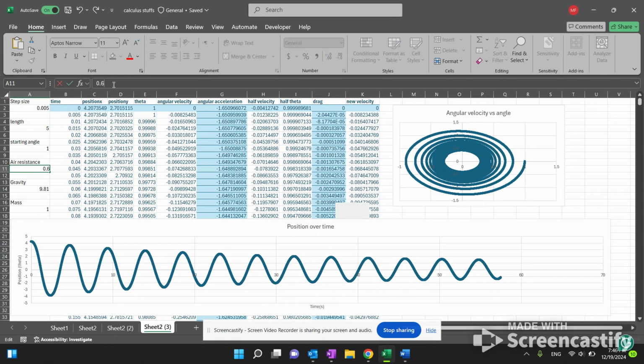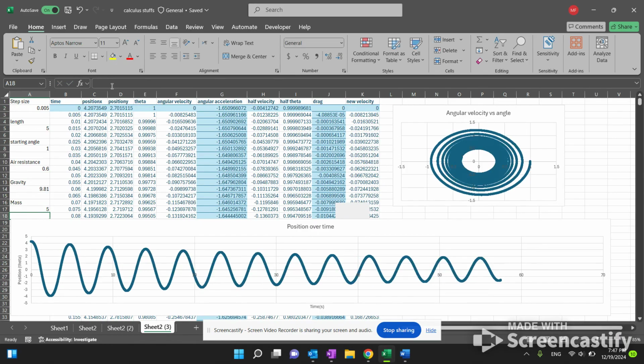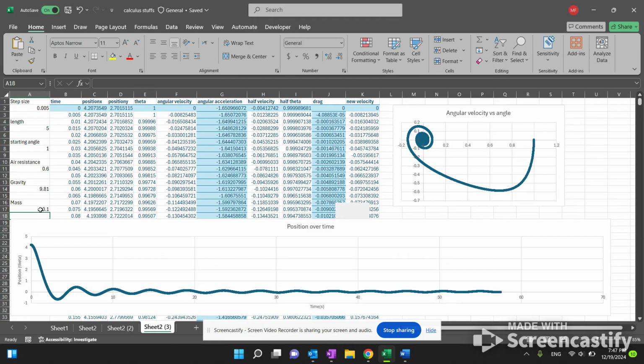So you can see that if we were to say double the air resistance, you'd see a much faster decline in angular velocity, and the pendulum motions would shrink much quicker. And then if you were to increase mass, that increases the amount of kinetic energy the pendulum has, so it decreases the effect of the same amount of air resistance. Making that much lower, you'd see it would have a much more significant effect on the pendulum.